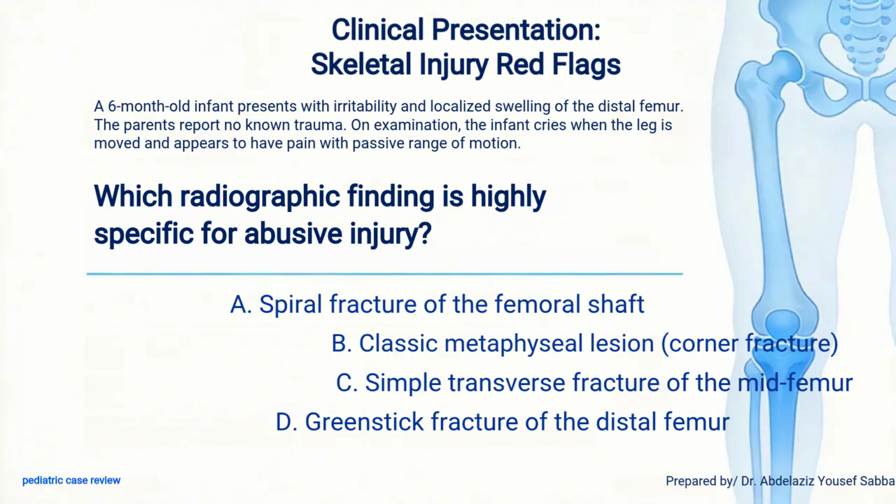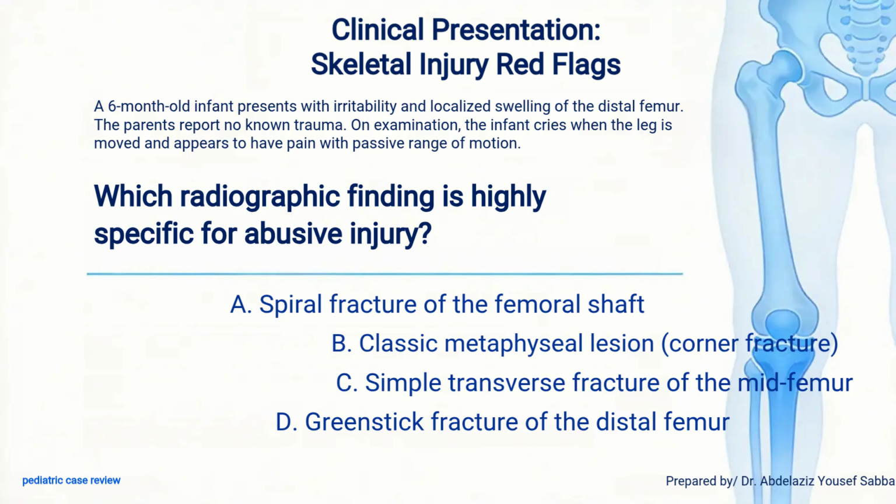Case 2. A 6-month-old infant presents with irritability and localized swelling of the distal femur. The parents report no known trauma. On examination, the infant cries when the leg is moved and appears to have pain with passive range of motion. Which radiographic finding is highly specific for abusive injury?